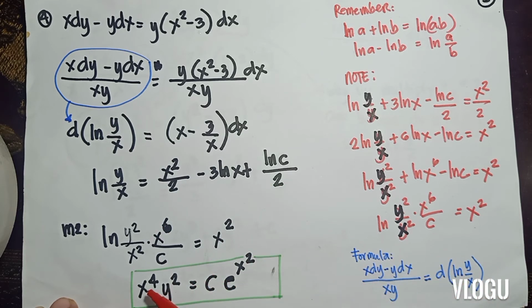So we have here x to the 6 over x squared. So you will have x to the 4th, y squared. Then y squared is equal to c e to the x squared. Because if you multiply this with e, you will have x to the 4th y squared is equal to c e to the x squared. Okay.